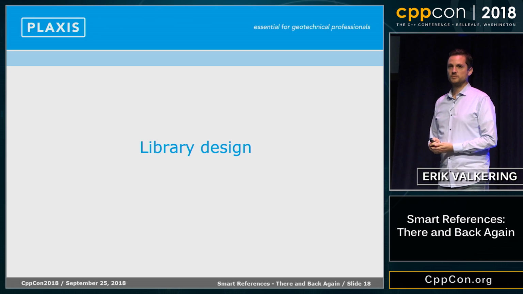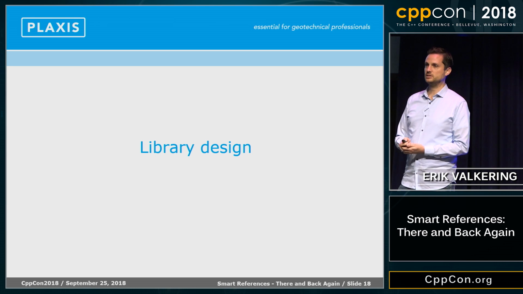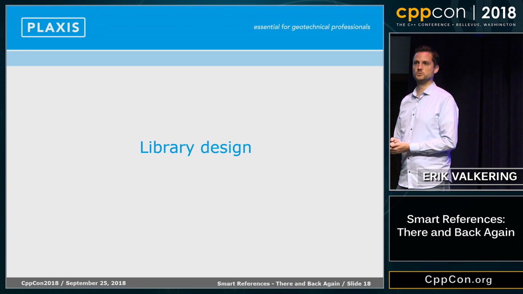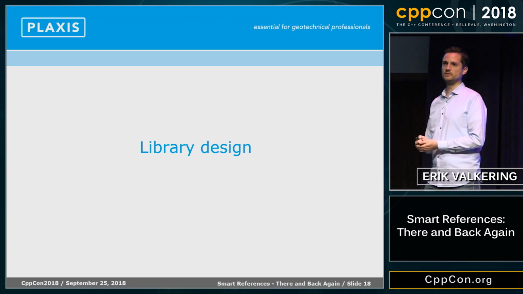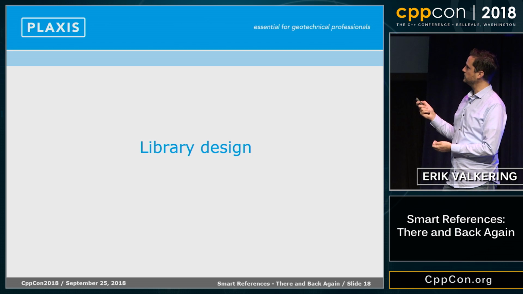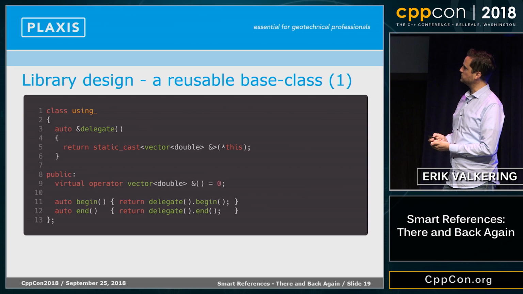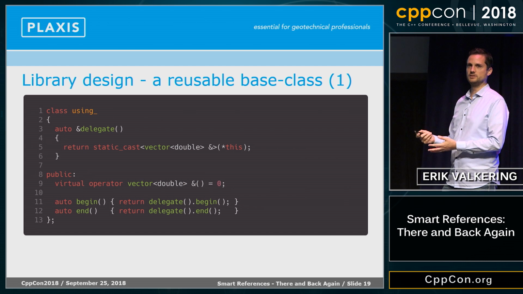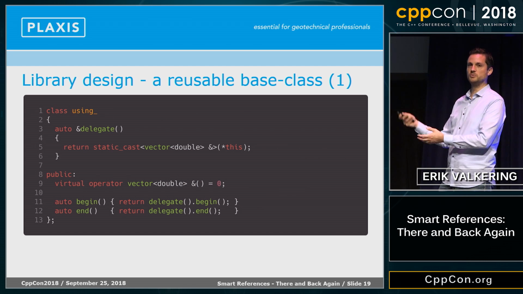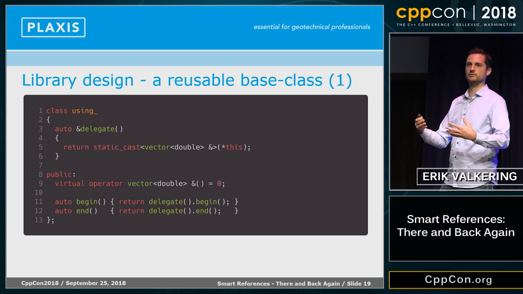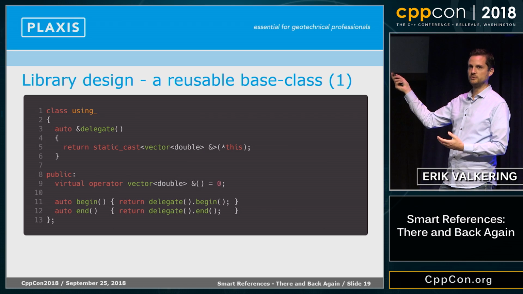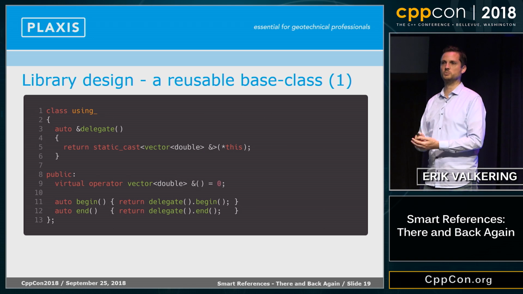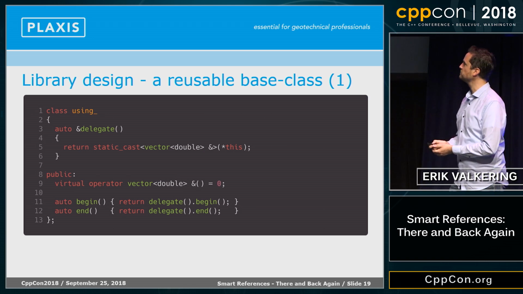So how is this library designed? I want to discuss how member functions work; member types work similarly, and actually also free functions. So we start with defining this using class. It acts as a reusable base class. So from this class, you can create your own smart reference classes. So this is not a smart reference, it's the derived class that becomes a smart reference. So for example, the proxy.